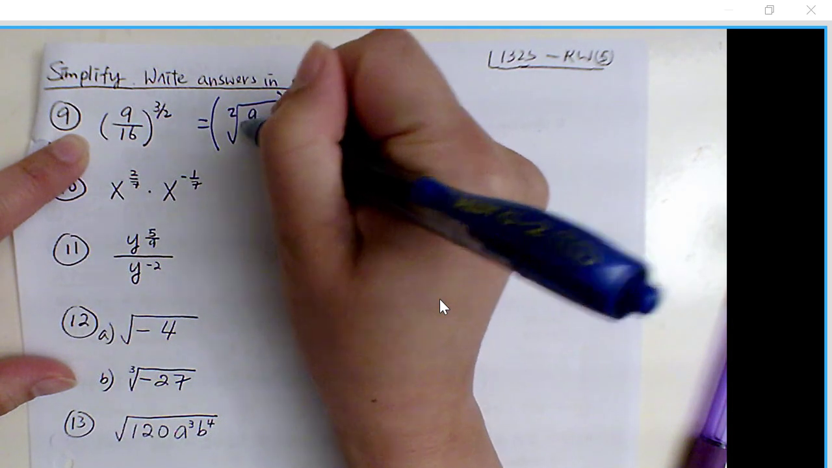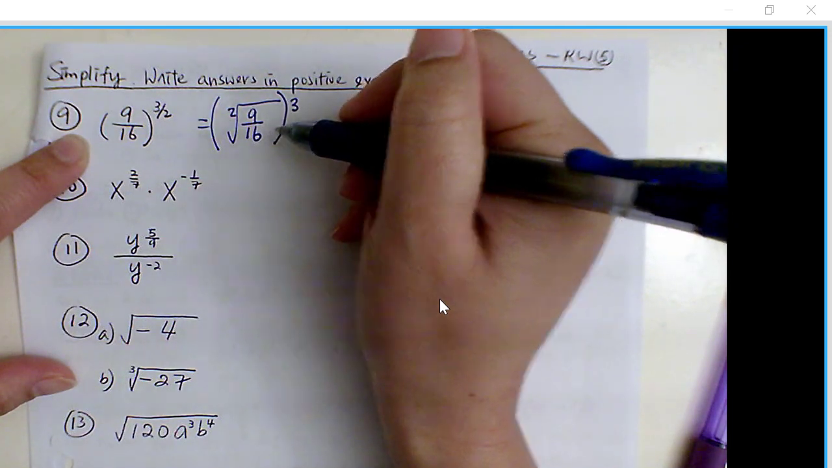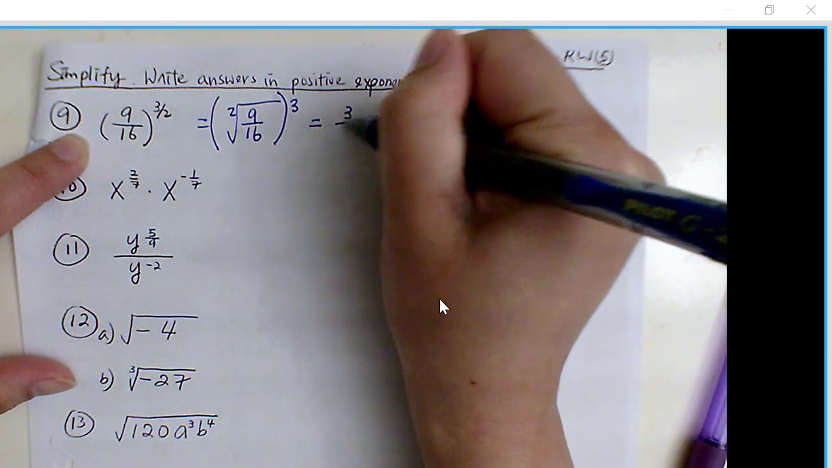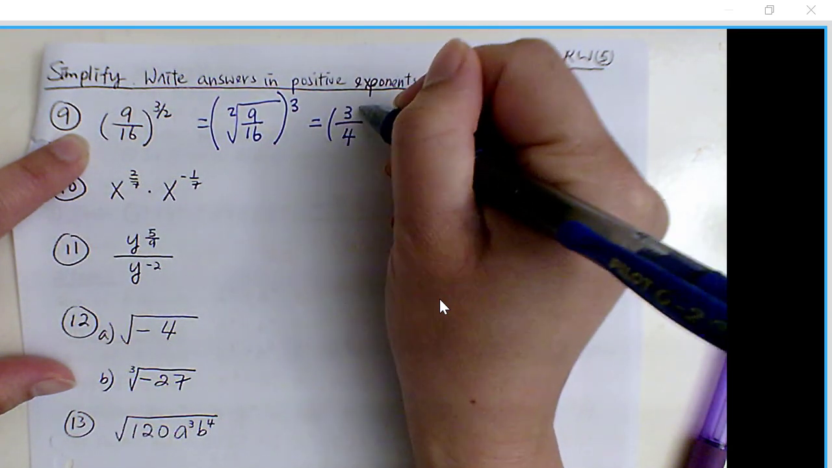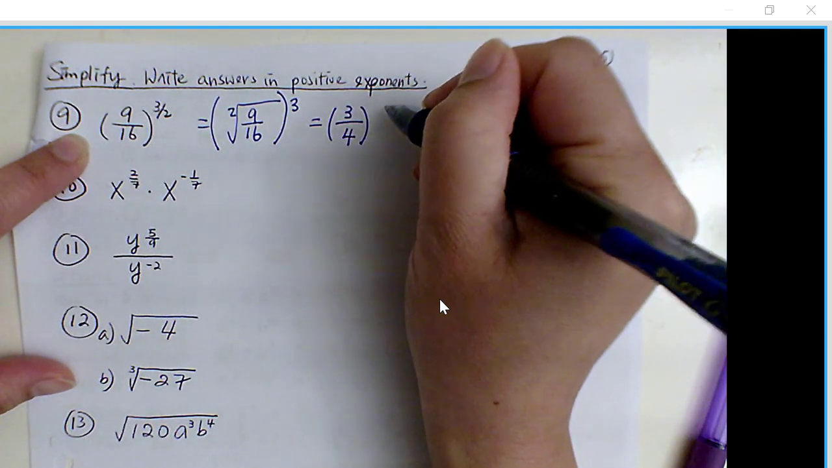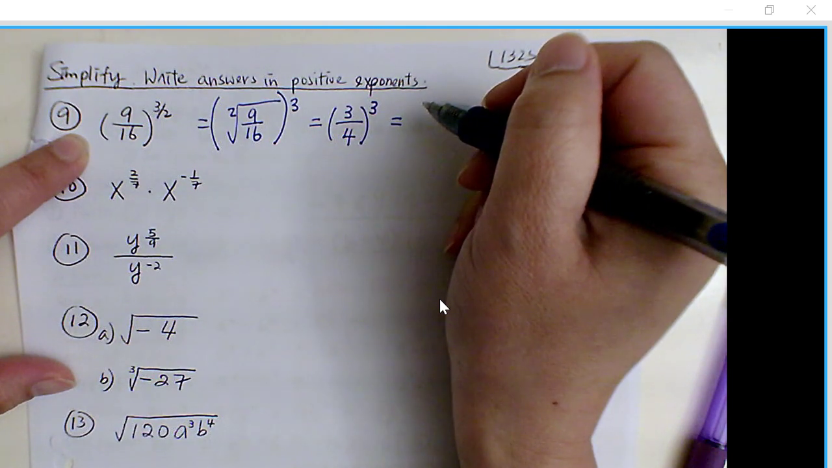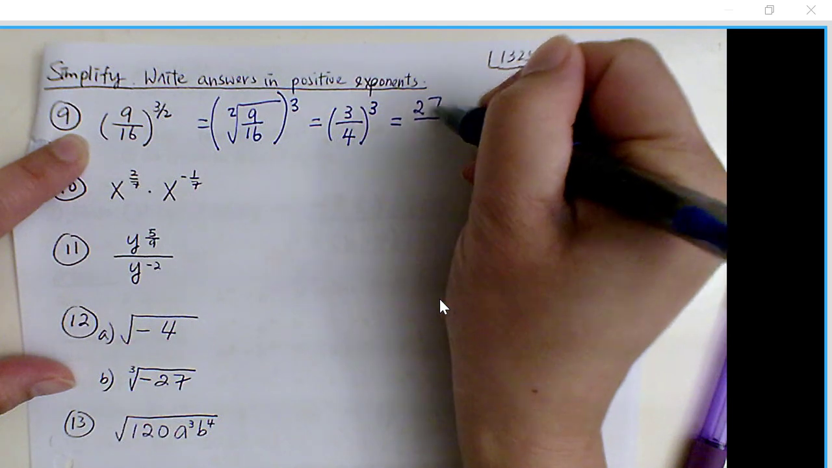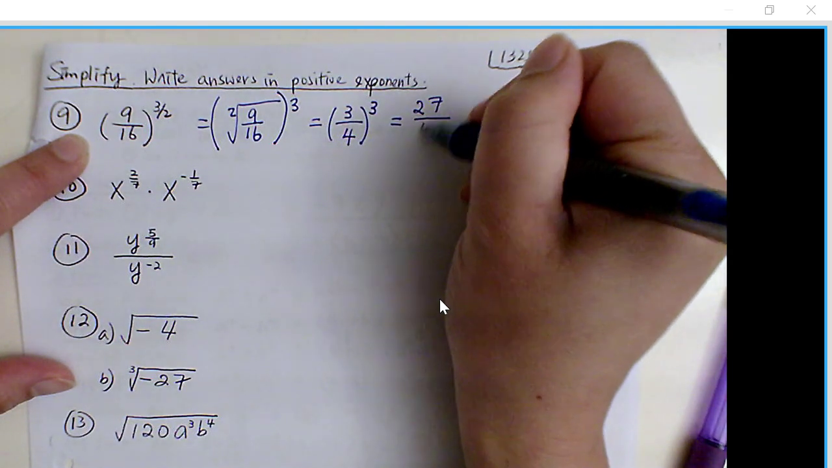Inside we have 9 over 16, so both 9 and 16 can take the square root easily. The square root of 9 is going to be 3, right? And then the square root of 16 is going to be 4. So after we take the square root, the number gets smaller, and then we can do the cube after that. So 3 cubed means 3 times 3 times 3. That will give us 27, and at the bottom we have 4 times 4 times 4, so it's 16 times 4. It's going to be 64.